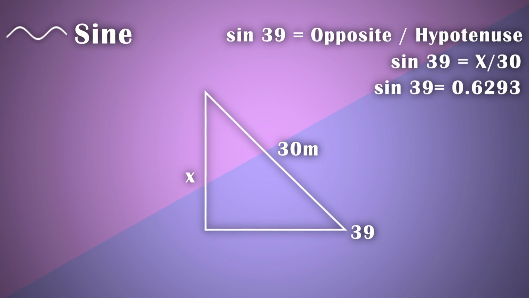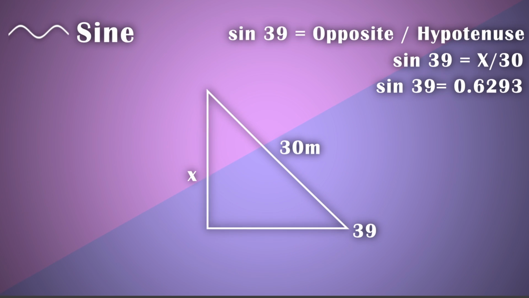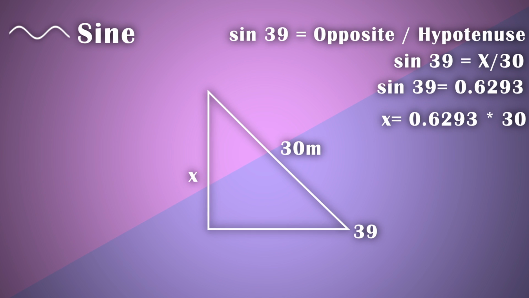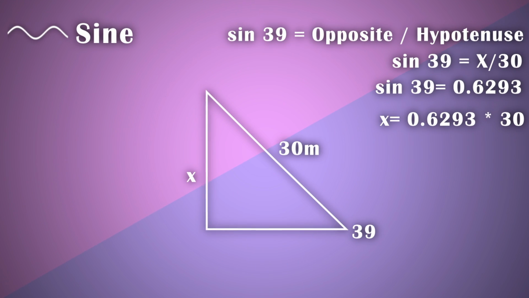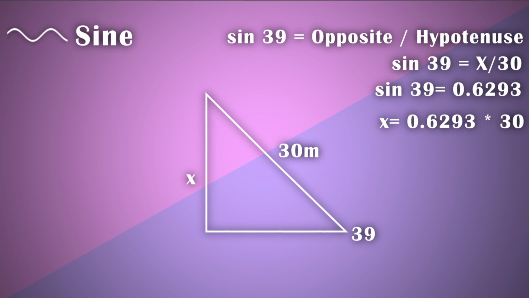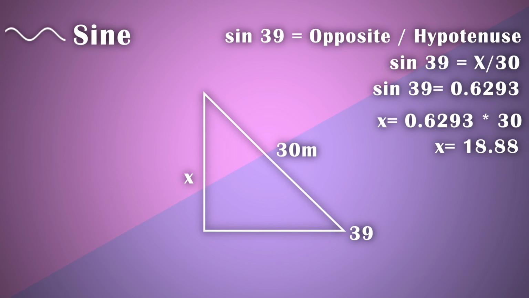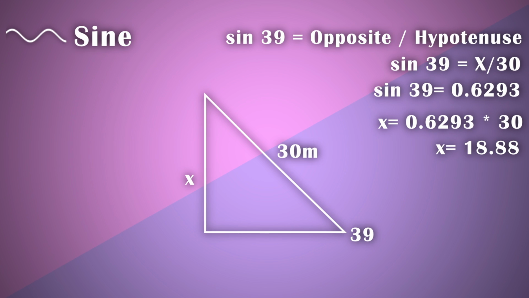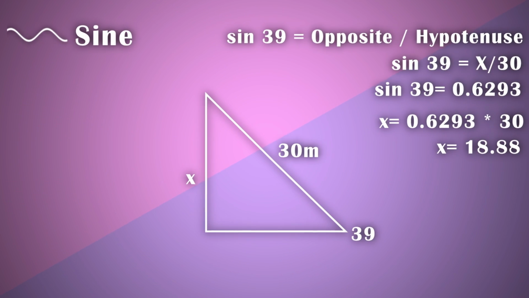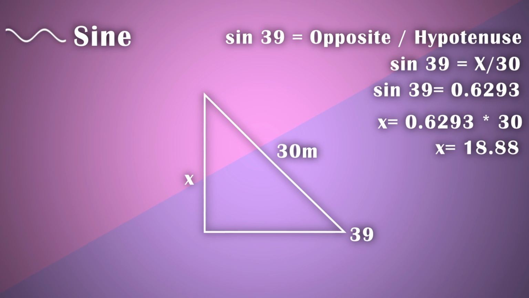Use a calculator to find sine of 39, which is 0.6293, and then multiply both sides by 30. X equals 0.6293 times 30, and x equals 18.88 to 2 decimal places. The depth of x is 18.88 meters.